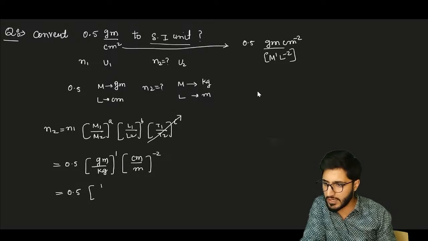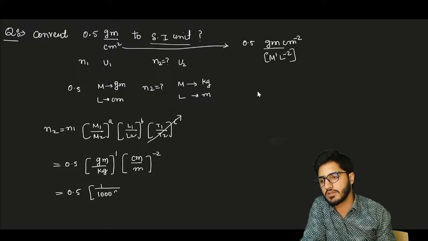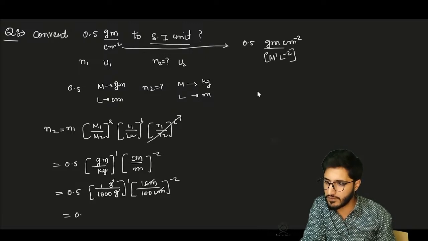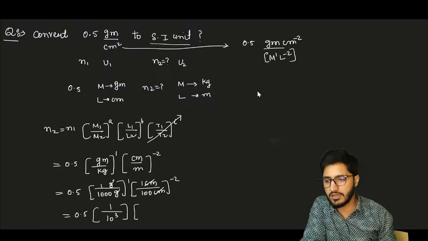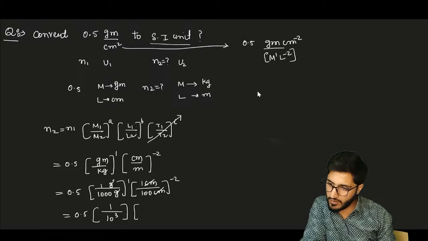So if we are having 1 gram, so in kilogram, how many grams we are having? 1000 grams. So I can write 1000 gram power 1. Centimeter. So let's suppose 1 centimeter and it is 100 centimeter, minus 1 by 2. Gram cancel out, centimeter cancel out. So I can write it as 0.5, 1 divided by 10 to power 3. 100 is 10 to power 2. It will become 10 to power 4 plus 4. So it will become 10 to power plus 4.